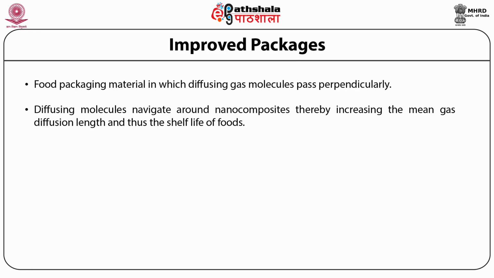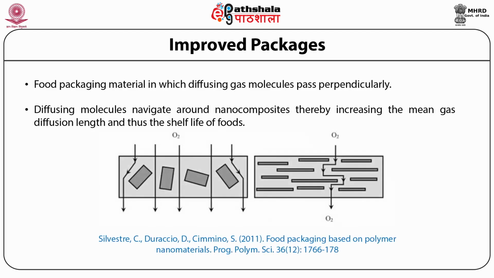When we talk about barrier properties, we are trying to limit the transport of any gases through the packaging films. The figure on the left shows a linear path for oxygen, whereas the figure on the right shows a sort of tedious path which the oxygen molecule has to take, which improves the character of a food packaging film because it takes longer time for the oxygen to permeate inside the film. Therefore, the diffusing gas molecules do not pass perpendicularly, whereas these diffusing molecules navigate around nanocomposites, increasing the mean gas diffusion length and thus the shelf life of foods.